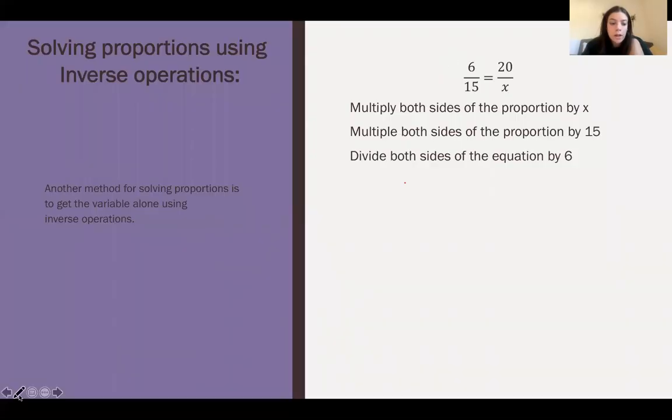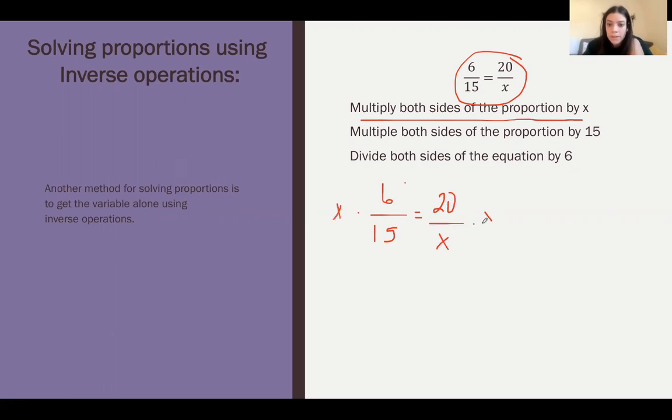Okay, so the next way to solve for a proportion is using inverse operations. You want to get the variable alone, and to do this, we have the similar 6/15 equals 20/x instead of x/20. The first thing we're going to want to do is multiply both sides of the proportion by x. If we're multiplying both sides by x, on this side our x's cancel each other out because it's being divided here.